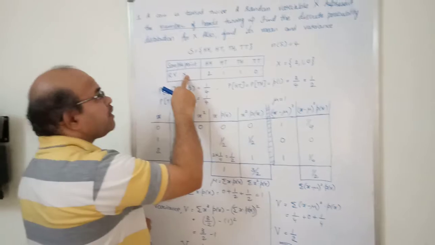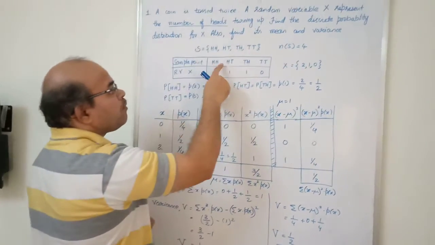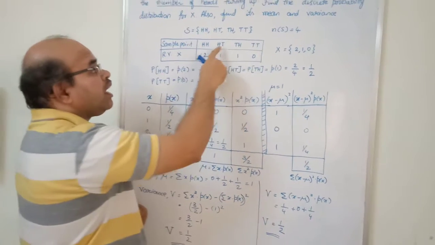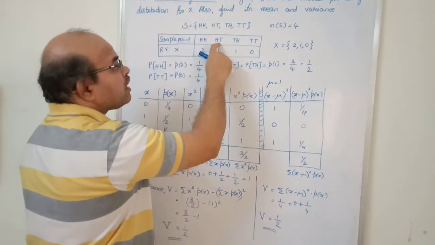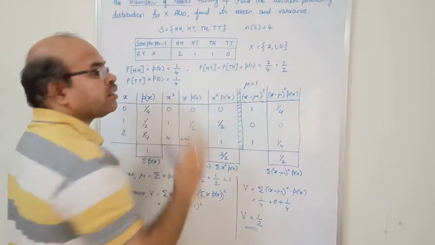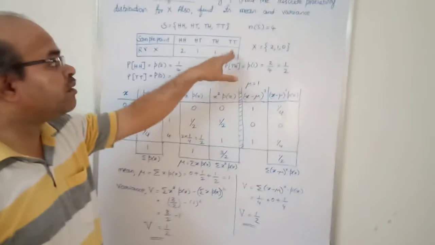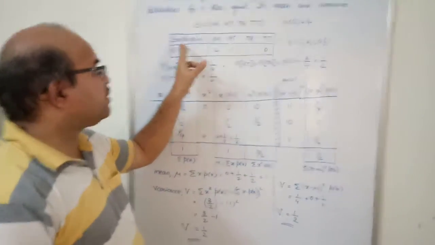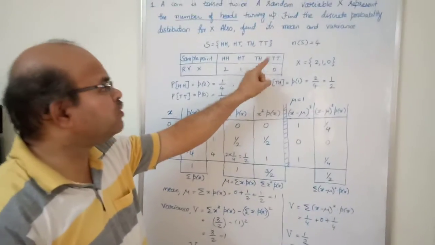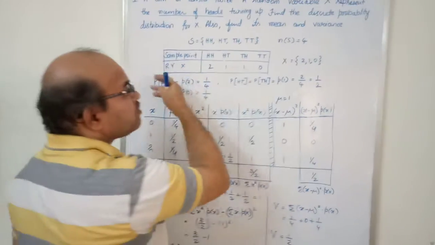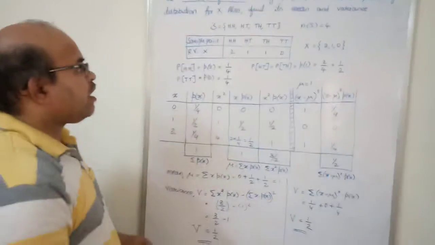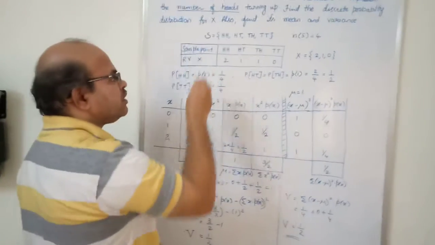Here the random variable X is the number of heads. How many heads are there here? 2. Therefore X takes the value 2. Here there is only one head, therefore 1. Here also only one head, therefore 1. Here there are no heads at all, so the sample point TT will have the random variable value 0. So what is the range of X? 2, 1, 0.